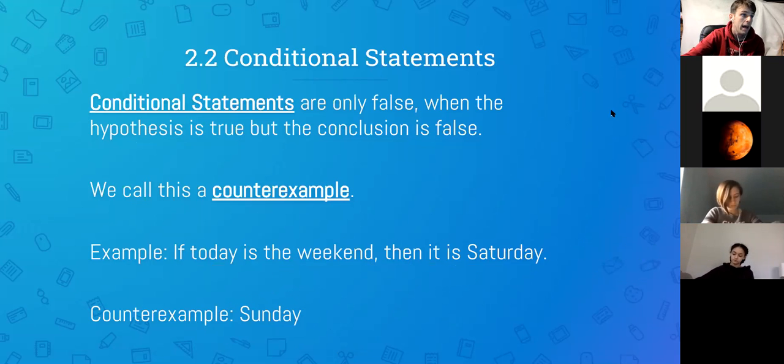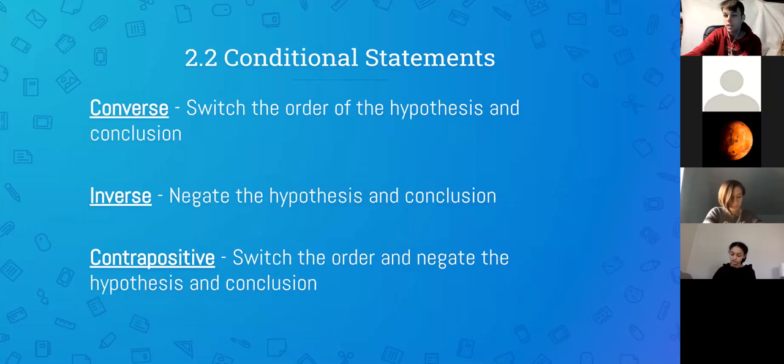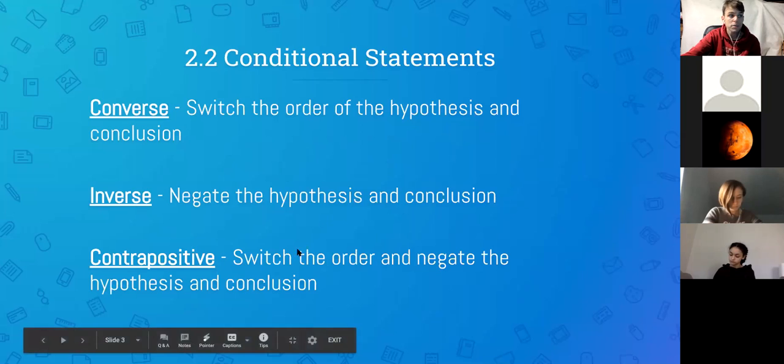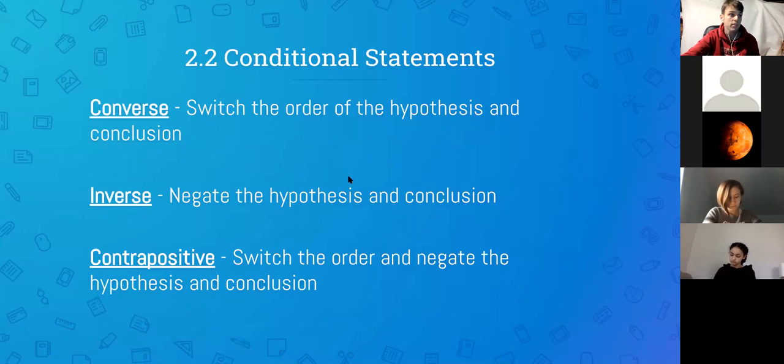All right, then we had the three related conditional statements, the converse, the inverse, and the contrapositive. This kind of talks about how we create them. Converse, we just switch the hypothesis and conclusion. Inverse, we negate them. And contrapositive is like a combination of those two things where we switch and negate. We'll go ahead and do an example of doing this on the next slide. So I'm just going to go ahead and move forward.